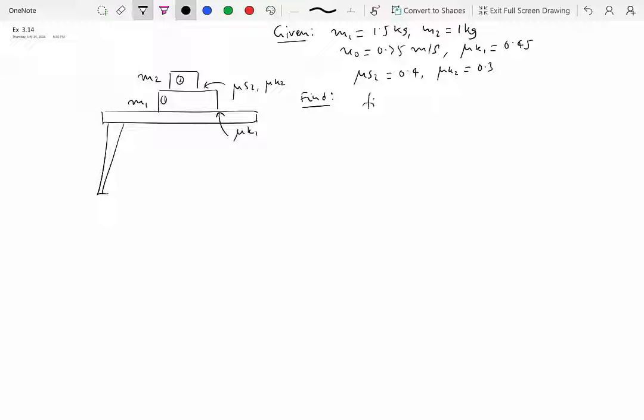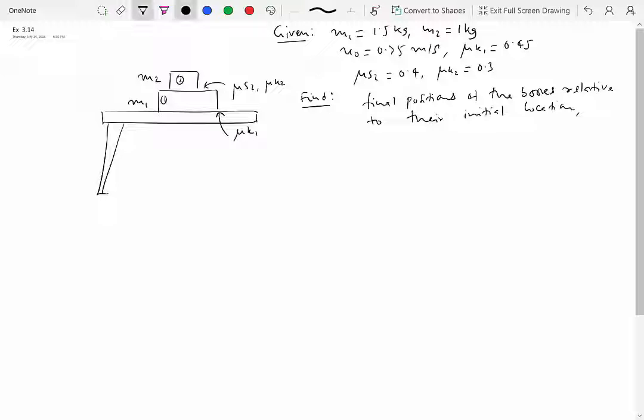So final positions of the books relative to their initial location and their position related to one another. So when we find the final positions, of course, we will be able to compute what the relative positions are as well. Model both the books as particles with the same initial horizontal position.